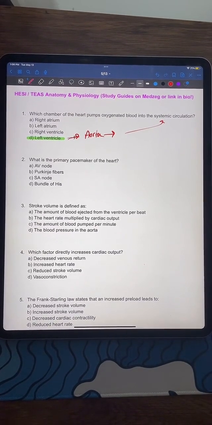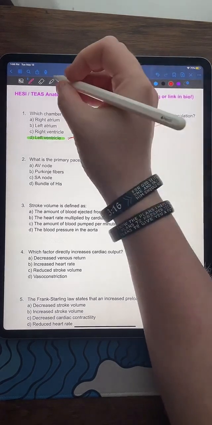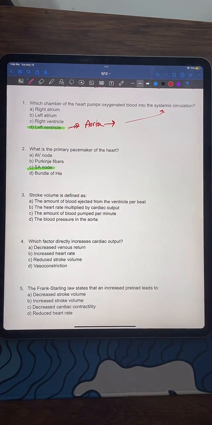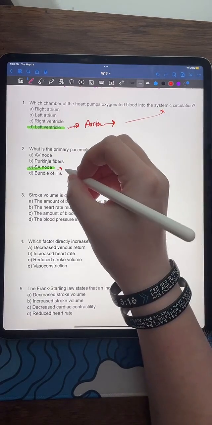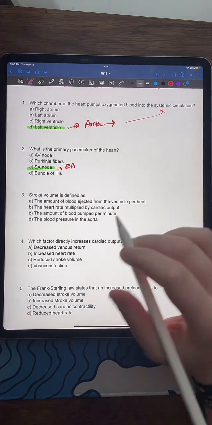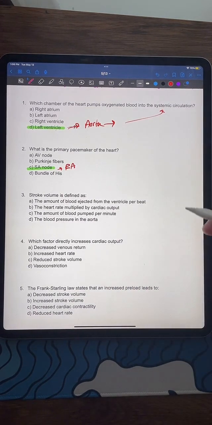We are on number 2. What is the primary pacemaker of the heart? The answer is C. It is the SA node. So the SA node, or the sinoatrial node, is the natural pacemaker of the heart. It is located in the right atria. This is going to initiate the electrical impulse that regulates the heart contractions.